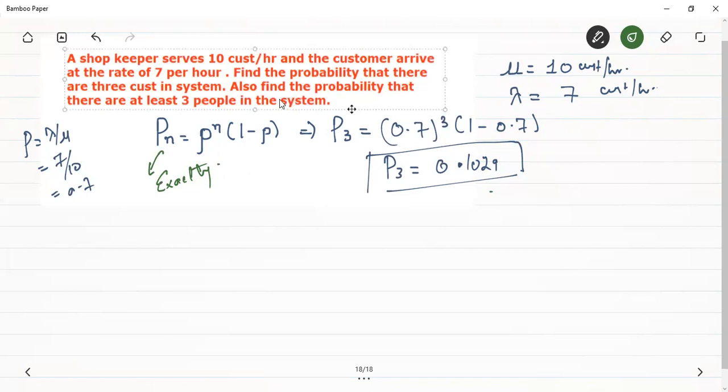लेकिन ये जो कह रहा है यहाँ पे that there are at least 3. At least 3 means क्या? कम से कम 3 भी हो सकते हैं, 4 भी हो सकते हैं, 5 भी, 6 भी, 7 भी, 8 भी, 10 भी, लेकिन कम से कम 3 होने ही होने चाहिए.